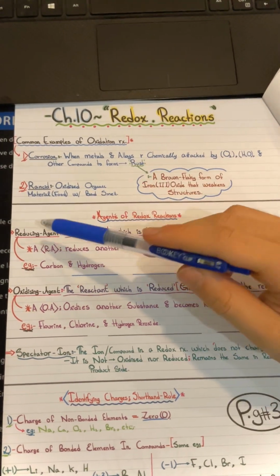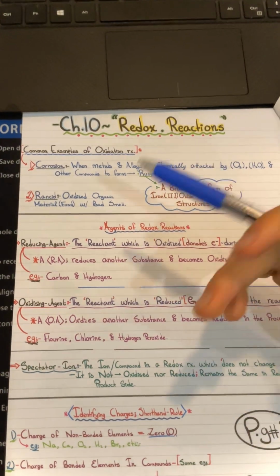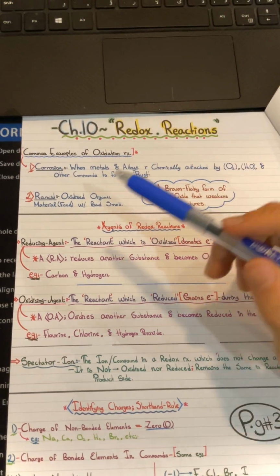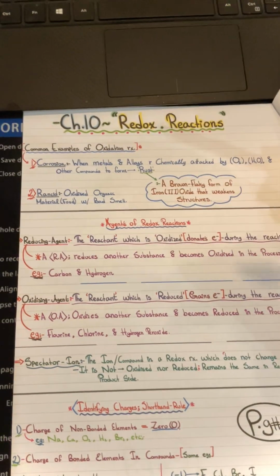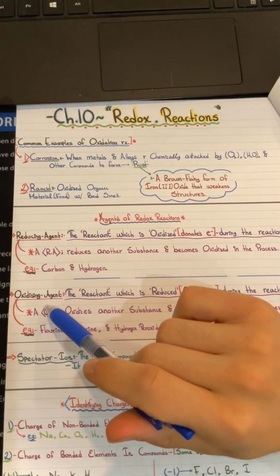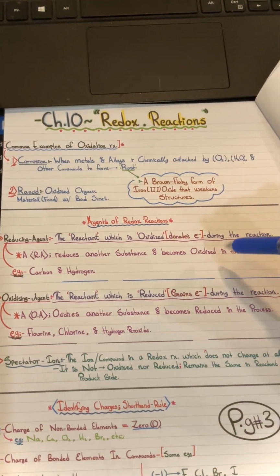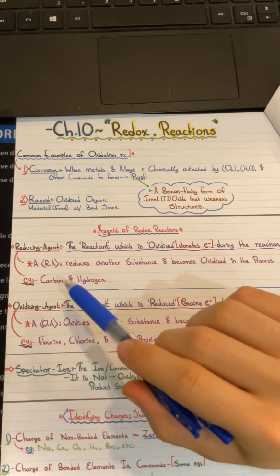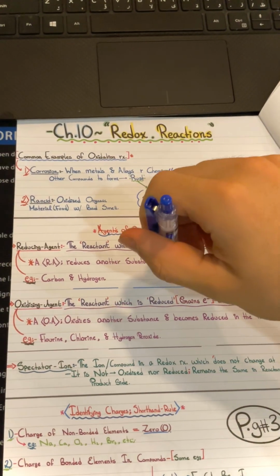So basically the reducing agent is the one that is oxidized, the reactant that is oxidized. Oxidation is loss of electrons. So you can remember it as the reducing agent is the reactant that loses electrons, which is oxidation. An oxidizing agent is a reactant which is reduced or gains electrons, okay, again during the reaction. So as the reducing agent reduces another substance, it becomes oxidized in the process, okay?